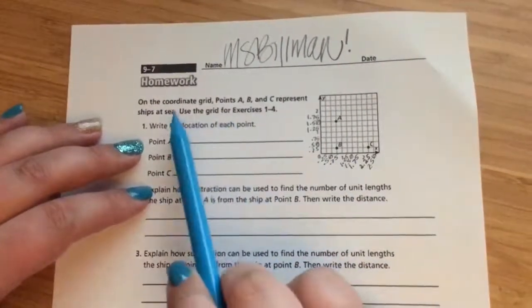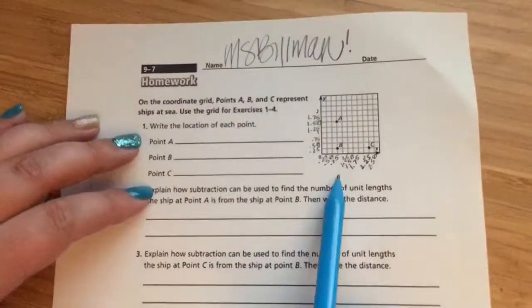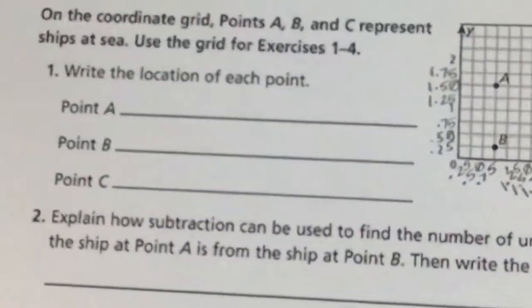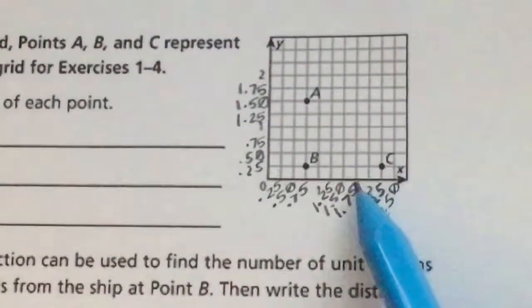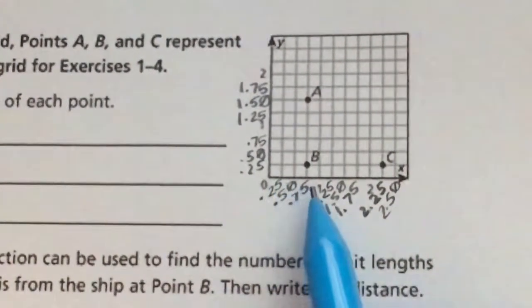It's Miss Billman, and we're with the 9-7 homework. So on the coordinate grid, points A, B, and C represent ships at sea. I'm going to zoom in so we can actually see these. This is a pretty tiny plane.